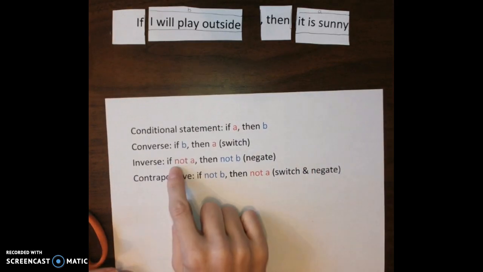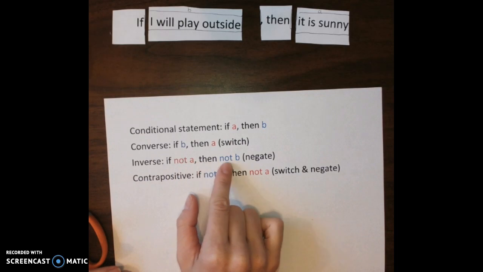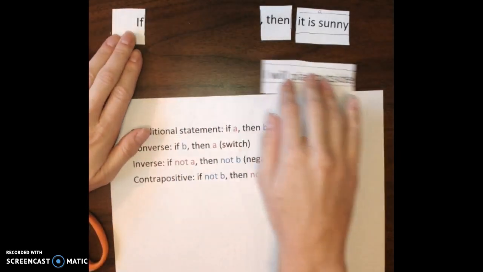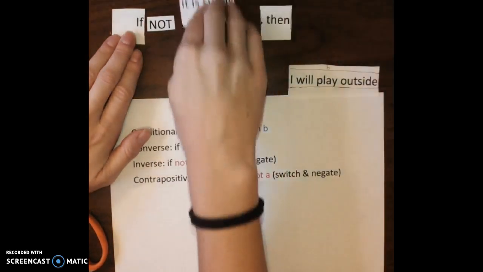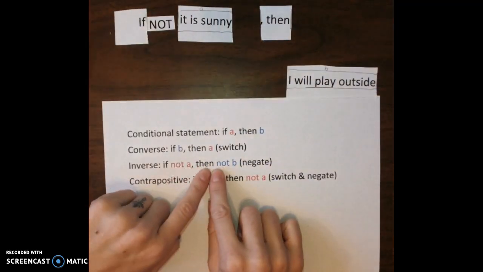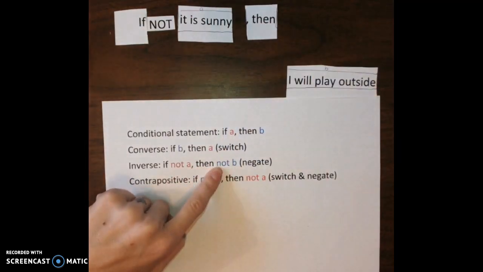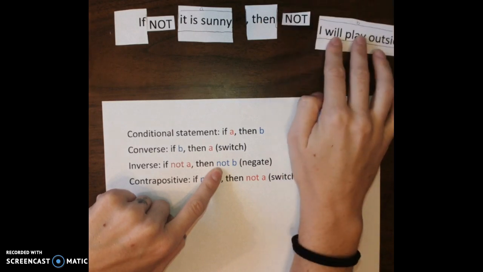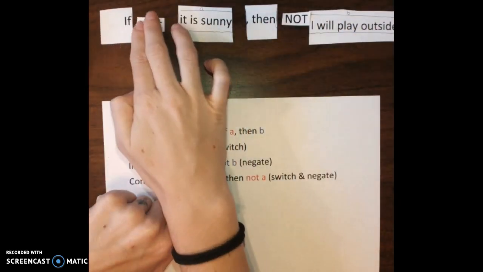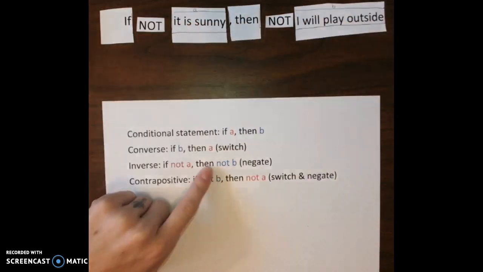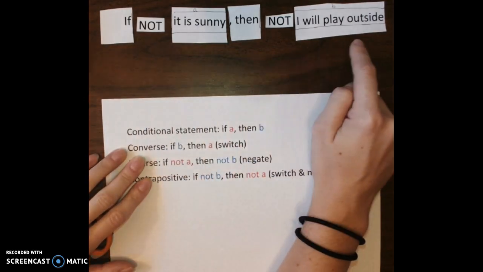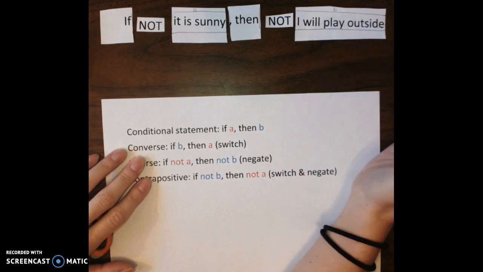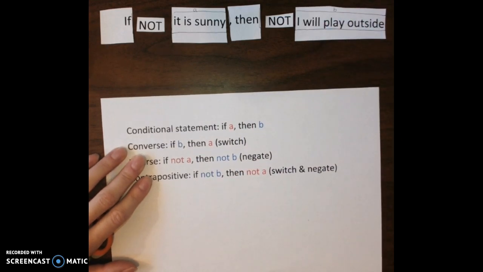All right, let's look at the inverse. It says, if not A, then not B. So I'm going to have if, that's always first. Then I'm going to throw the word not in there. Then I'm going to put my A part. Then I'm going to have the word then, put the word not, and then I'll have my B part. So the inverse would say, if it's not sunny, then I will not play outside. Now I'm rewording it just a little bit, but I think you get the idea. If it is not sunny, then I will not play outside.